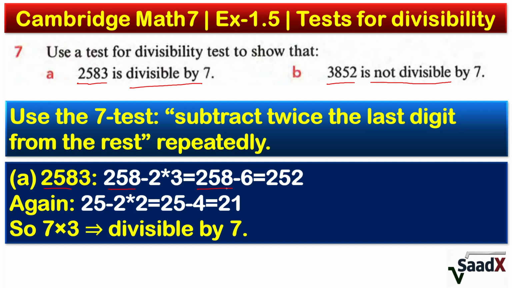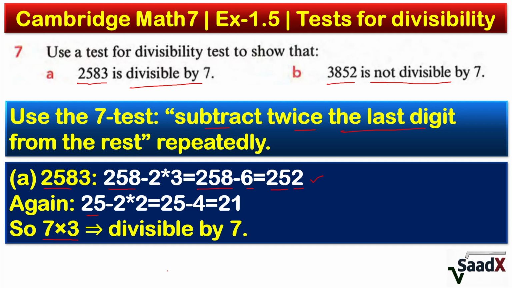So 258, 2 times 3 is 6. So 258 minus 6 is 252. Again, the last digit is 2 and the first 2 digits are 25. So 25 minus 2 times 2, because we already mentioned subtract twice the last digit. 2 times 2 equals 4. It means 25 minus 4 equals 21. 21 is divisible by 7 because 7 times 3 is 21.